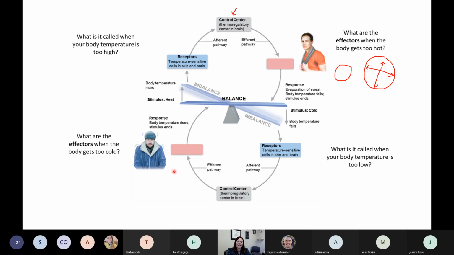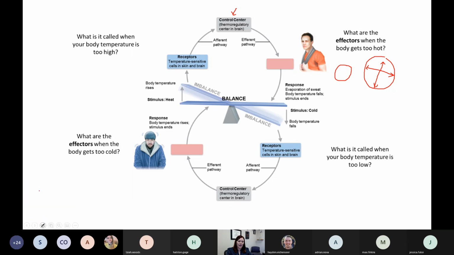Exactly. Yep, that's the skeletal muscle tissue. The first thing that we activate when we have hypothermia is our skeletal muscle tissue, causing us to shiver. When we shiver, our muscles contract, and that makes heat for us. So the first thing I'm going to do when I'm too cold is start shivering. That's going to generate some heat.